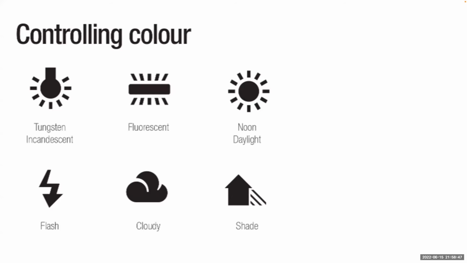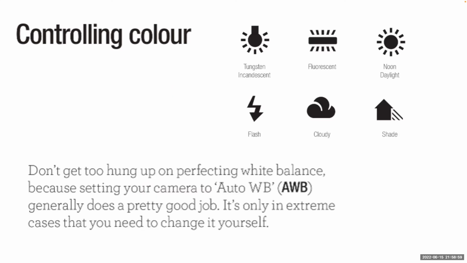In controlling your camera and deciding on what kind of light you're going to use, we have these options: tungsten, fluorescent, noon, flash, cloudy, and shady. Don't get hung up on perfecting the white balance, because setting your camera to auto white balance generally does a pretty good job. It's only in extreme cases that you need to change it yourself. So setting your camera to auto white balance is a fine thing to do.